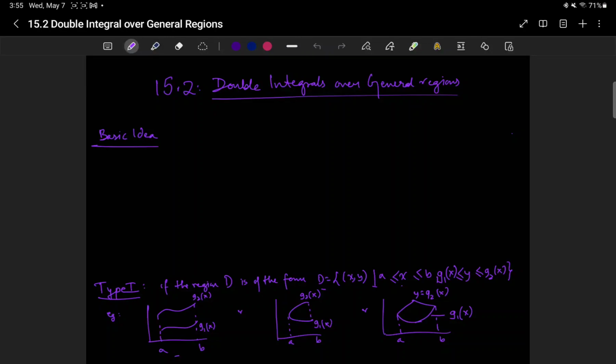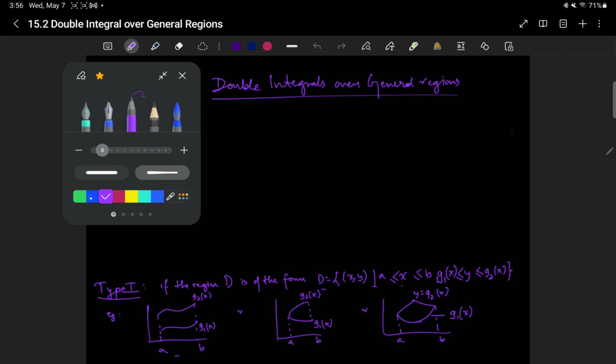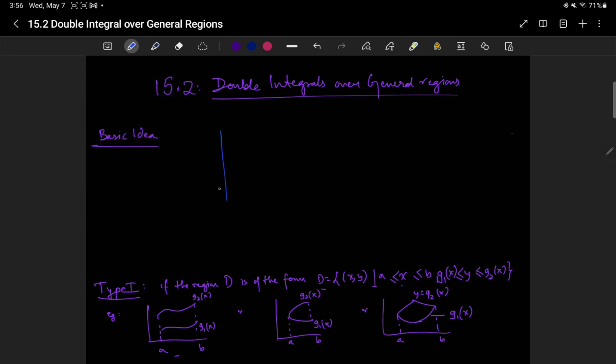Hi everyone, in this video we will start section 15.2, which is a double integral over a general region. So what we've seen so far is that we're looking at a rectangular region and how to evaluate the double integral over the rectangular region. However, we can do the same over a general region, and there's a very simple trick we use for that.